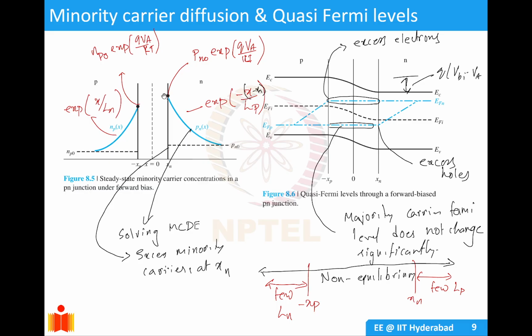So there will be an exponential reduction of excess carriers as they go into the semiconductor away from the junction, and the depletion is given by the diffusion length values Lp and Ln. So if we want to plot this on our band diagram, our band diagram will look like this.